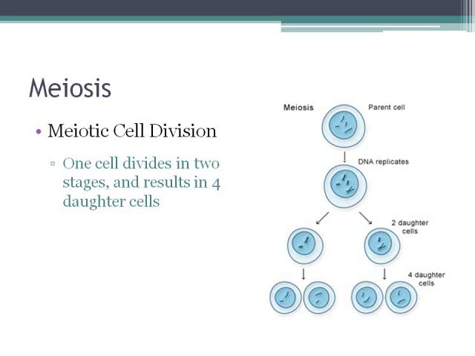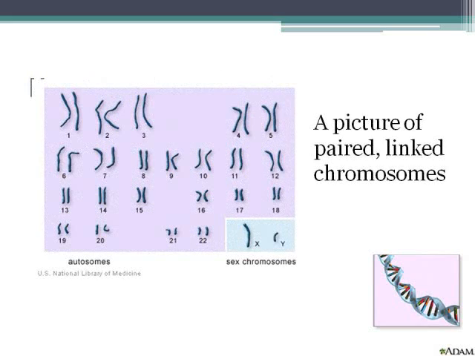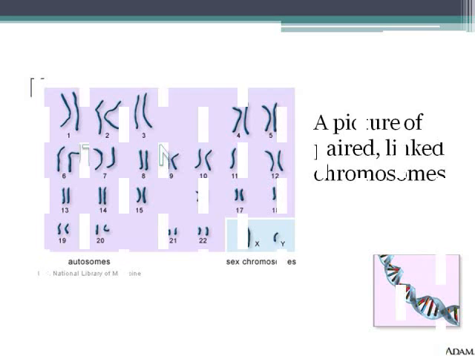Meiotic cell division. This produces the gametes, the ova and the sperm. One cell divides in 2 stages and results in 4 daughter cells, each containing 23 chromosomes. That's the haploid number. What is a karyotype? It's a picture of the paired linked chromosomes.